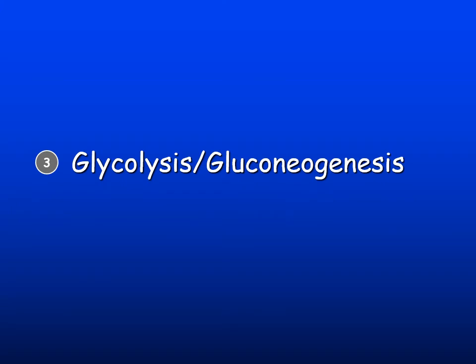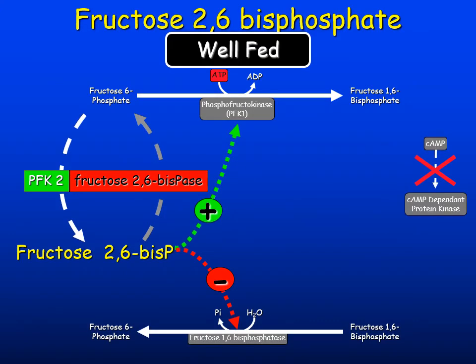Now let's have a look at what happens to glycolysis and gluconeogenesis during the well-fed state. Now, of course, because we're talking about gluconeogenesis, this effect of reciprocal regulation is crucial in the liver. The most important level of control occurs at our bifunctional enzyme, PFK2 and fructose 2,6-bisphosphatase. From the previous slides, you'll recall that insulin got rid of cyclic AMP. Therefore, we're no longer trying to phosphorylate this bifunctional enzyme.